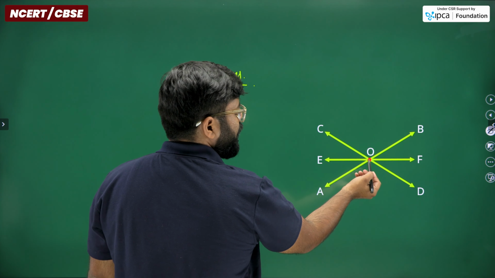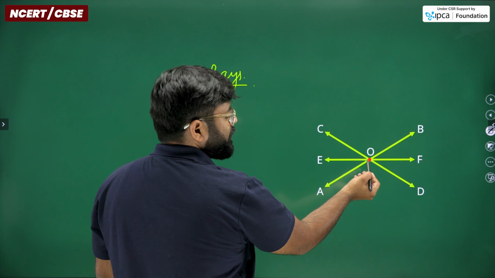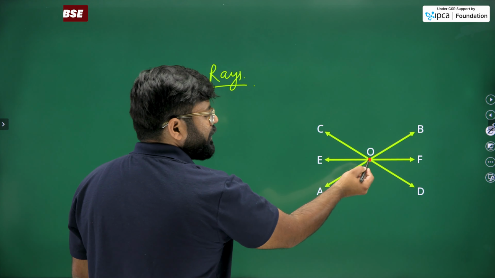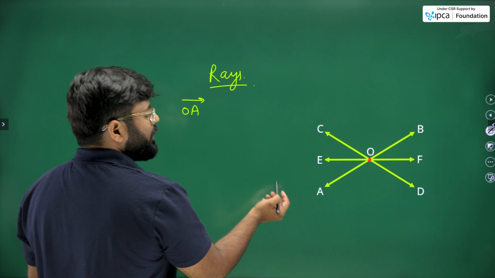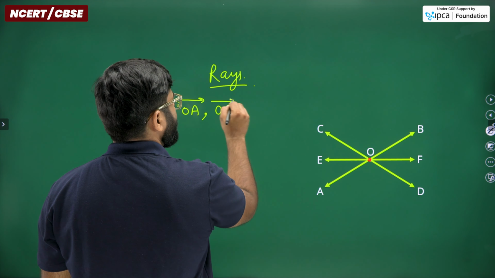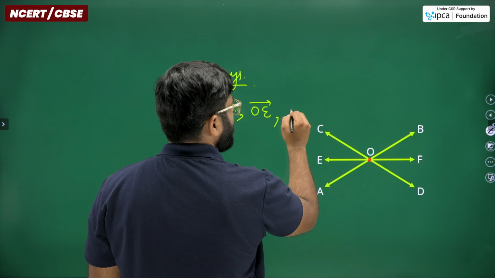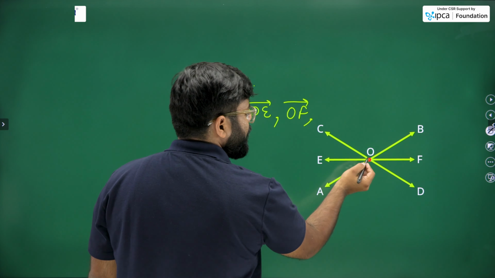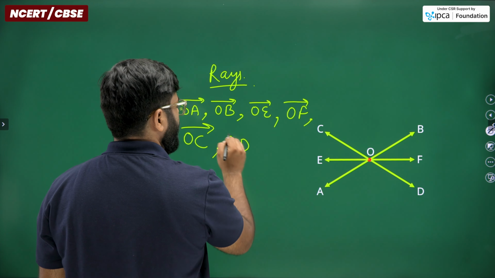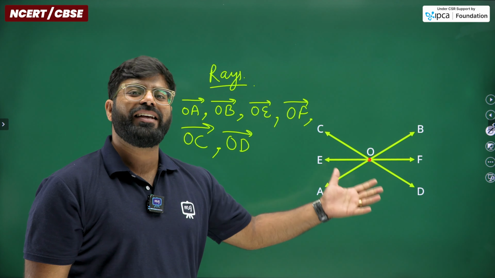Can we say we have ray OA? Why are we saying OA? Because the ray is starting from O. This is the starting point and it is going endlessly in one direction. That means OA is a ray. We can say OB is also a ray with the same explanation. We can say OE is a ray and OF is also a ray. Next, OC is a ray and OD is also a ray. Why? Because O is the starting point of all the rays and it is going endlessly in the other direction.